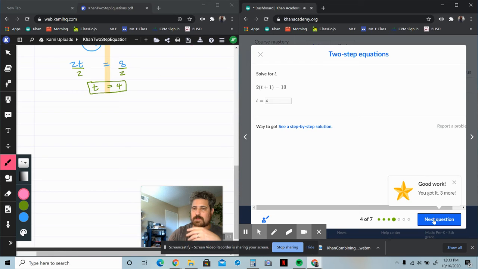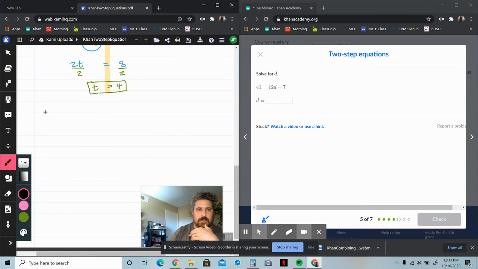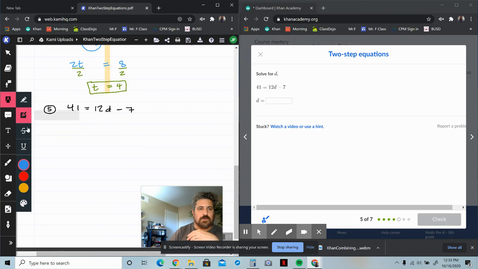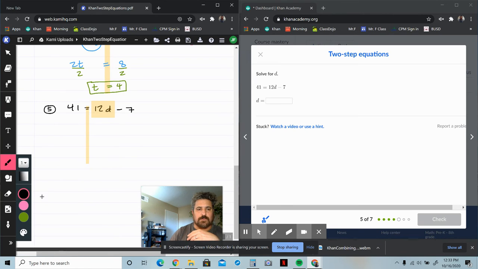Next problem. All right, let's jump in here and do the next one. This is number 5. Number 5 is 41 equals 12d minus 7. Your goal is to get the d's by themselves. How do you get rid of minus 7? Well, you'd add 7 to both sides. So what we're going to do is we're going to add 7 to both sides.